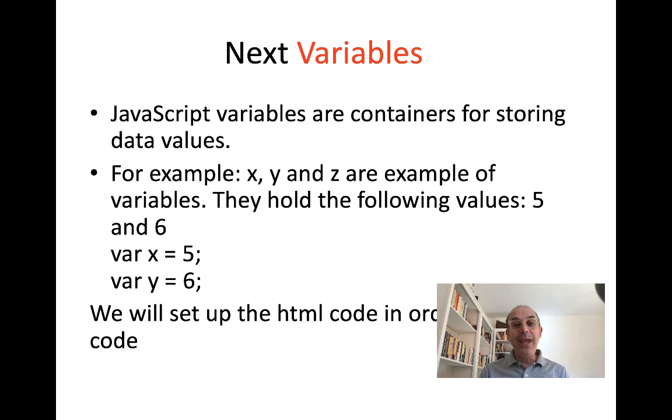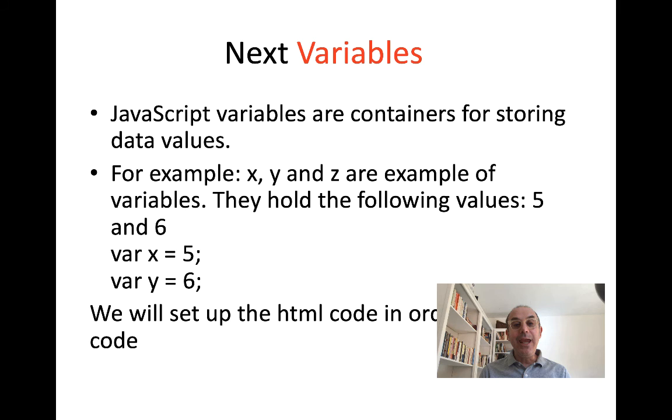Next, the variables. Variables are the idea of storing information. For example, when you purchase something from Amazon, you have variables that add up all the items that you are trying to purchase. The same goes, those items are basically the variables. So X, Y and Z are examples of variables. They hold the following values.